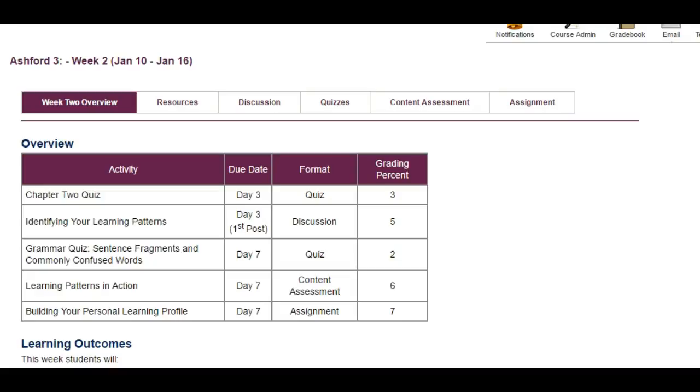Since there will be two, I wanted to share with you ways for you to understand what is required for your discussion. So when you go into your week 2, you can click an overview and it tells you everything: the activities for the week and the due dates, the format that it is, if it's a quiz or an assignment, and how many points it's worth.